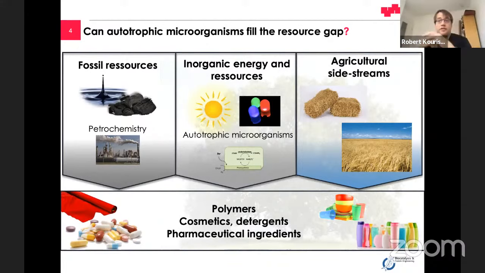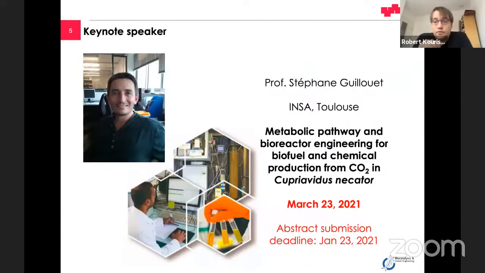And in the center, this is a technology which is very far from application, but could radically improve the situation. And here I'm very happy to present Stéphane Gouillet. He is from Toulouse, and he is working on hydrogen utilizing bacteria. And the title here: Metabolic Pathway and Bioreactor Engineering for Biofuel and Chemical Production from Carbon Dioxide and Cupriavidus necator.